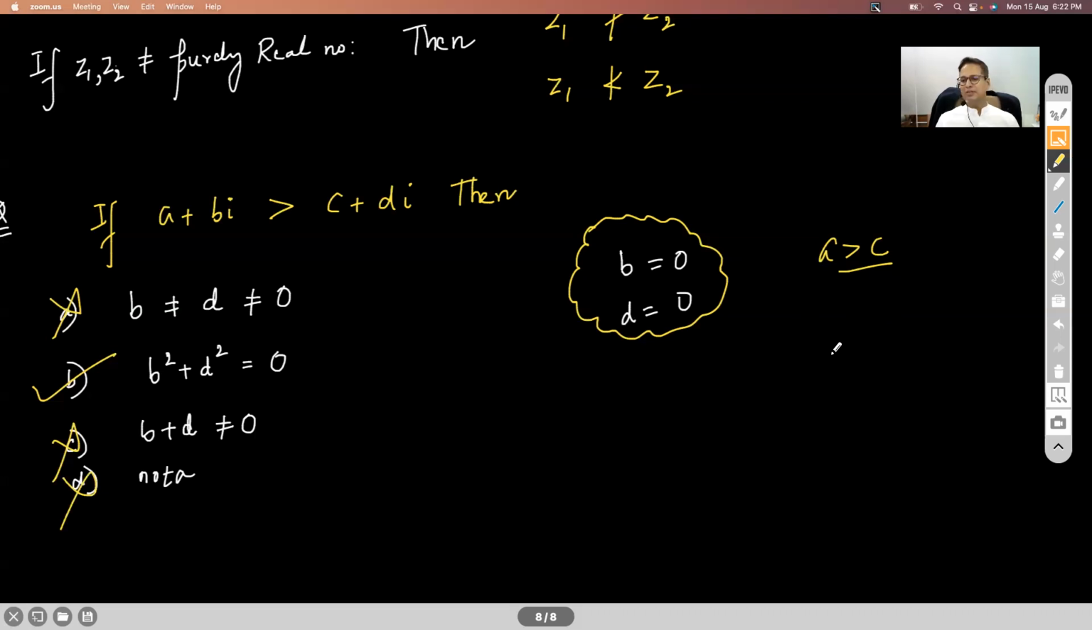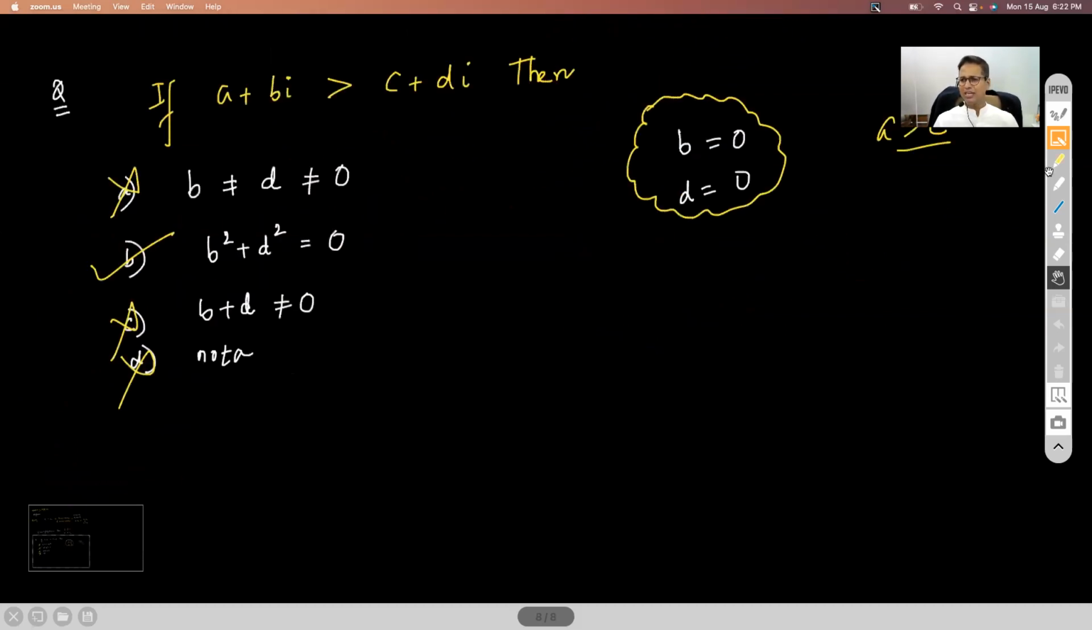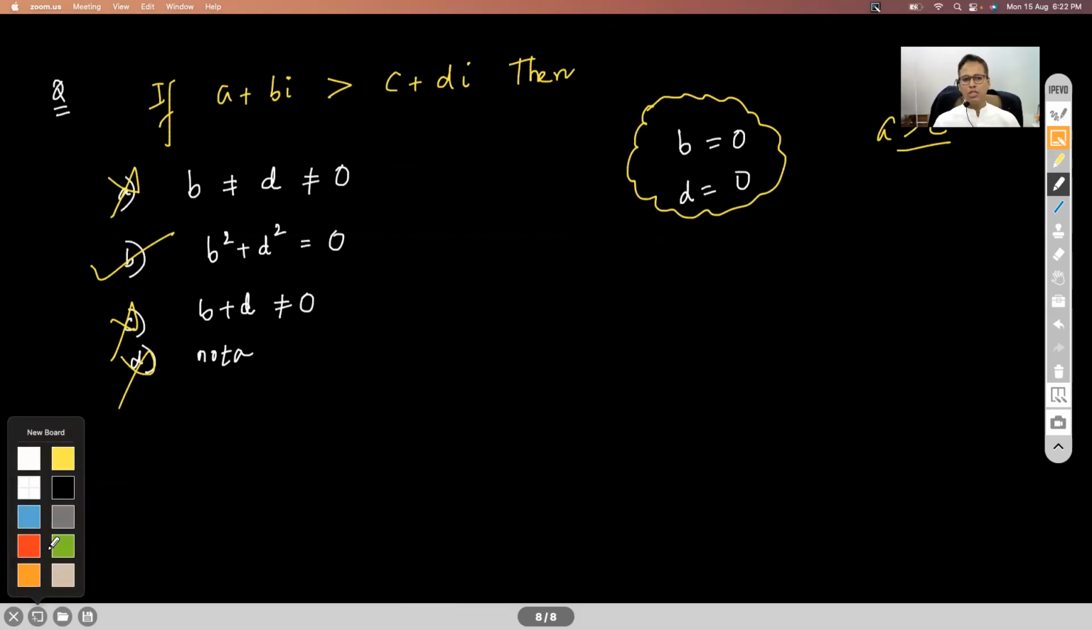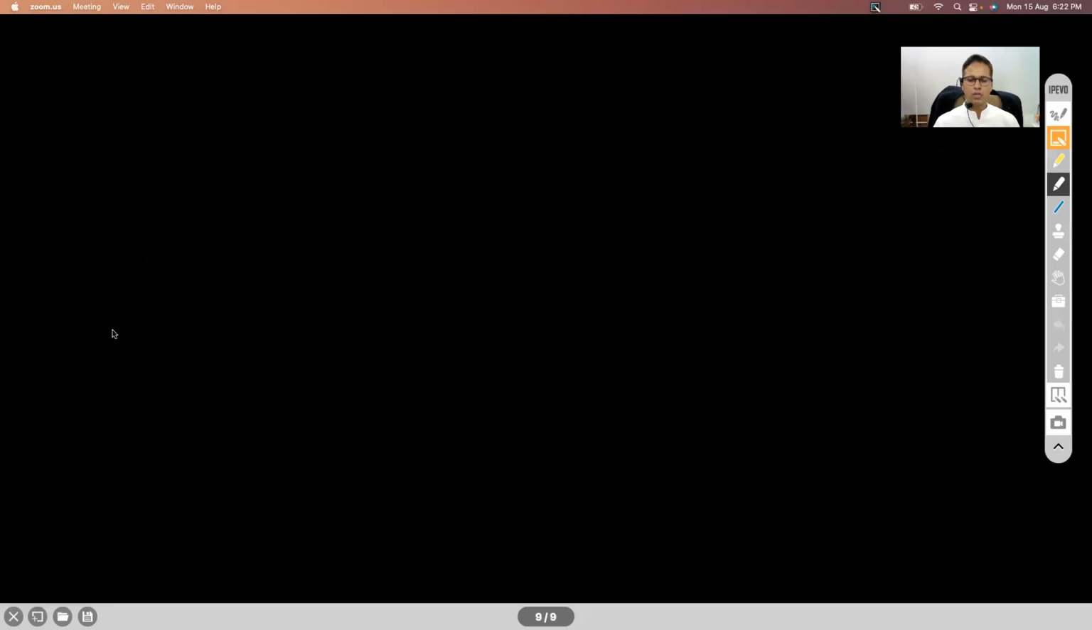So absolutely right. Those who have said option number B, B is the right choice. B is the right option. Is this fine? Any questions here? Okay. So with this, we now move on to addition of complex numbers. Shall we move on? Okay. Let's do addition of complex numbers.